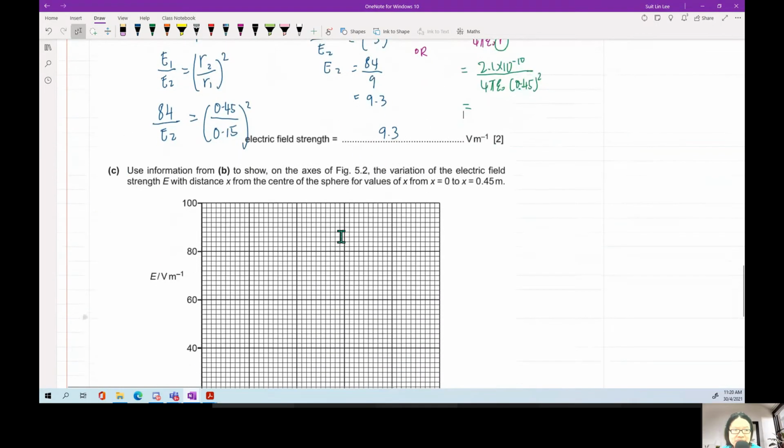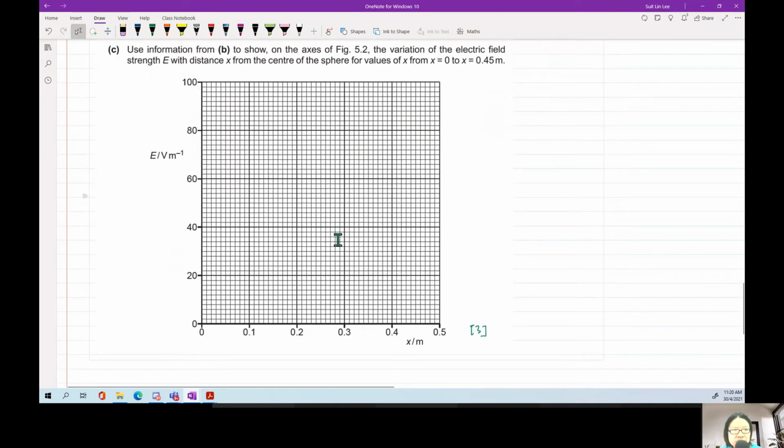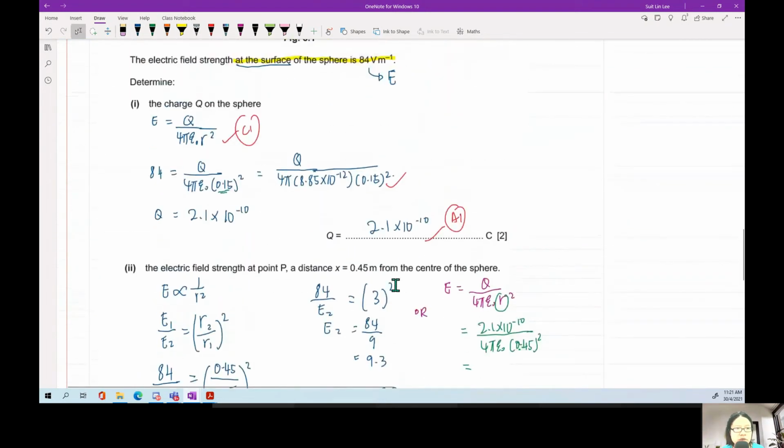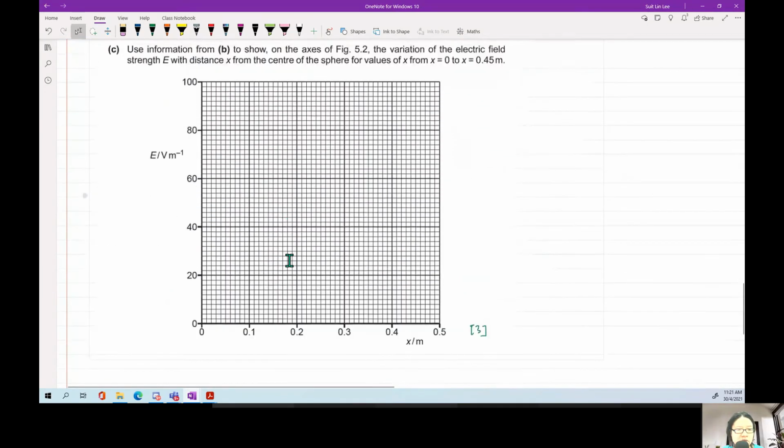Okay, next. Use the information that you calculated and show on this graph the variation of electric field strengths with distance from the center of the sphere from 0 to 0.45 meter. Okay, so our sphere is here. Let me draw the sphere. What's the radius of the sphere again? 0.15. So this means that here is the radius of the sphere. This is R, radius of the sphere.